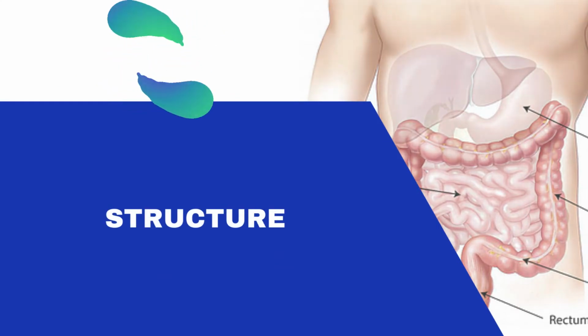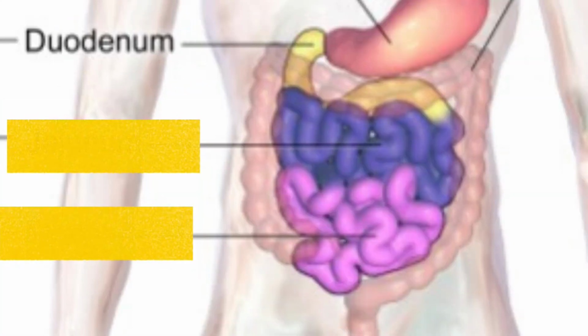Structure. Small intestine consists of three parts. These are convoluted tubules. We can divide into three parts: duodenum, jejunum, and ileum. The first part is duodenum. As you can see here, that part is shown in yellow color. Duodenum is about 20 to 25 centimeter long, which leads into jejunum and then ileum.